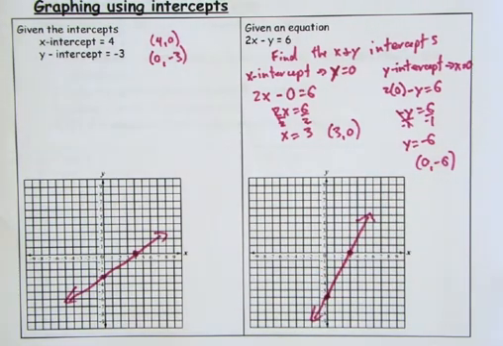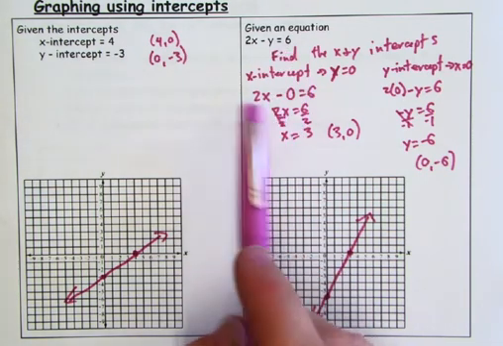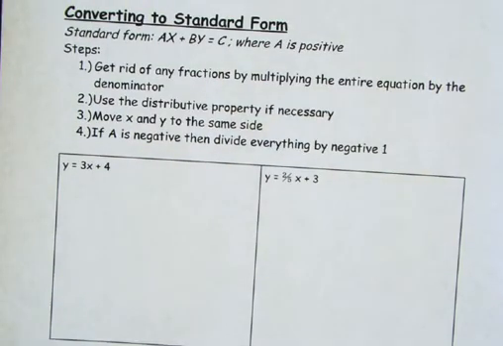Okay? So it's that simple. That's how you use standard form, or using x and y intercepts, to graph in this case. This was a standard form equation where we found the x and y intercepts. Remember, it's easy. Here we are actually given them. Finally, let's learn how to convert to standard form.